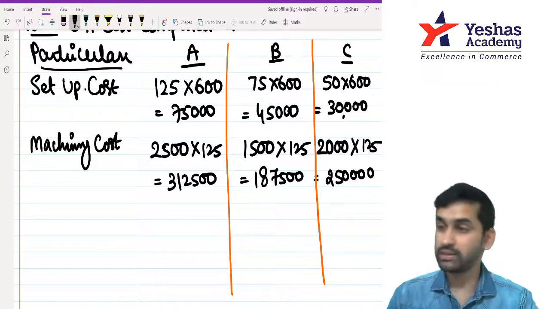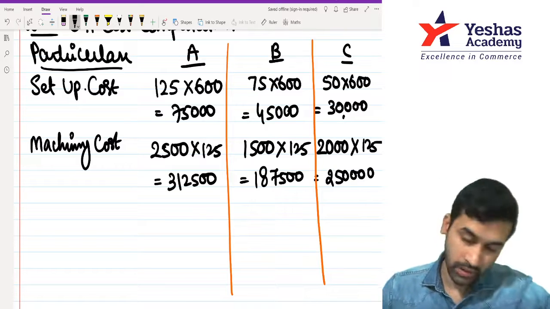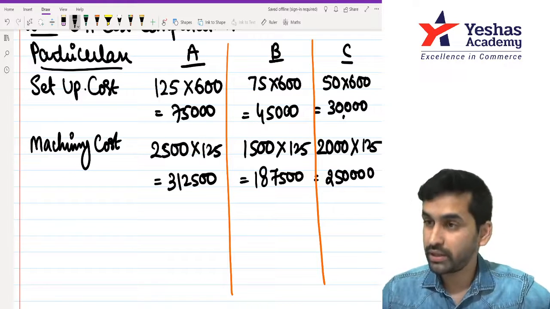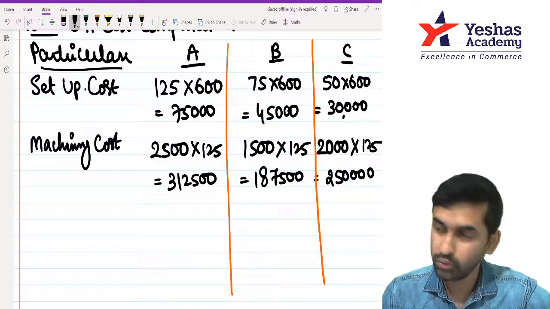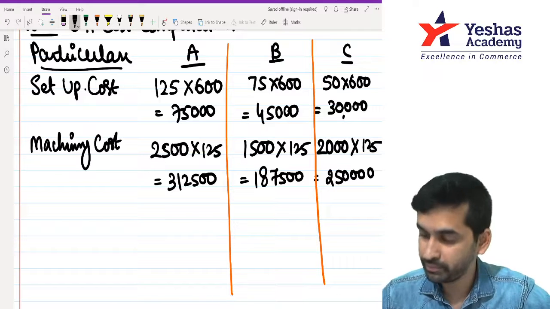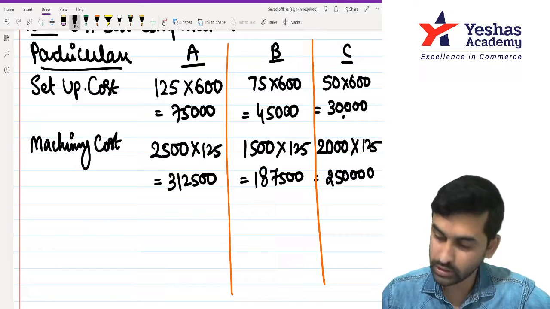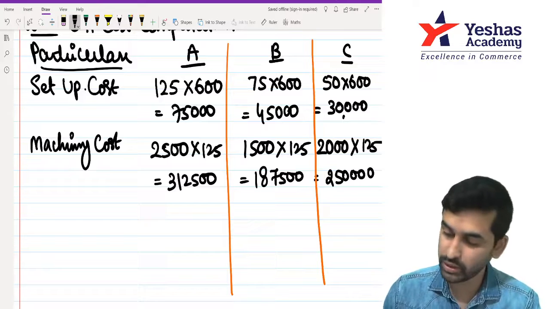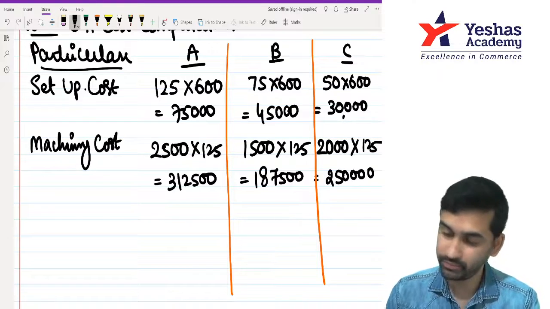I hope the numbers are correct. 2,500 into 125. Yes, 1,500 into 125, 2,000 into 125. Right.